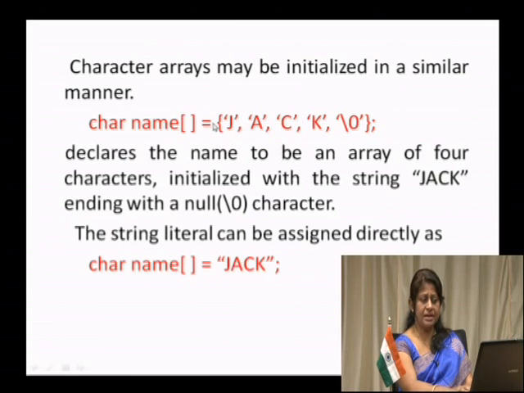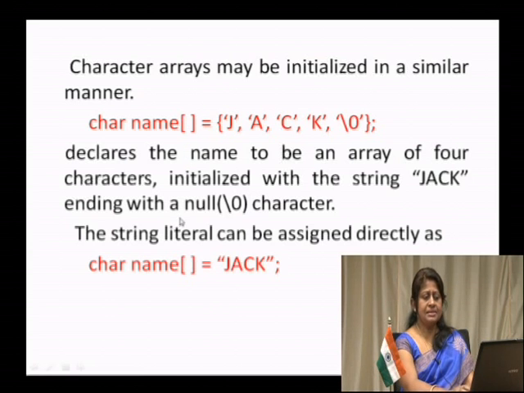What is the size of the array now? I have not specified the size over here. So the size of the array will be taken as the number of characters that have been given in this parenthesis. What is the number of characters given over here? I have J, A, C, K, and a null character at the end, as you see. A null character is specified by \0. So here I have a set of 5 characters, and my array called name will have the size of 5 character elements.